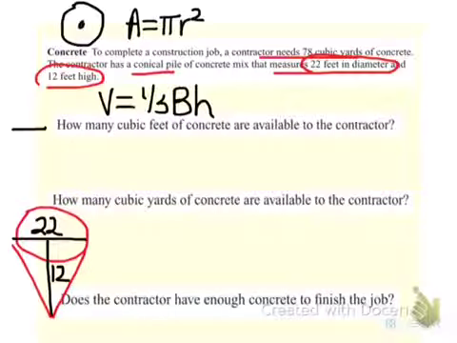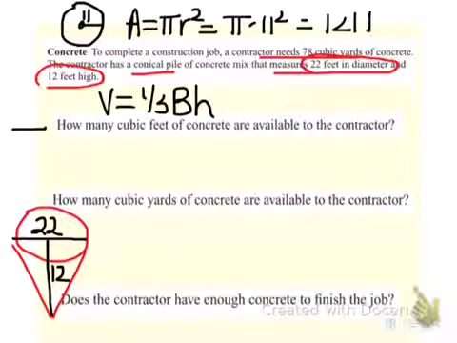So I've got to find my radius. If the diameter is 22, my radius is going to be 11. So the area of this base is going to be pi times 11 squared. Put that in the calculator, you get 121 pi. So I'm going to substitute that in to find my volume.